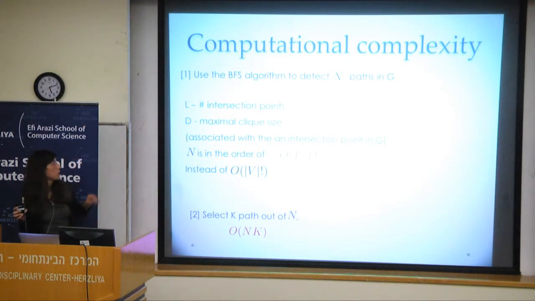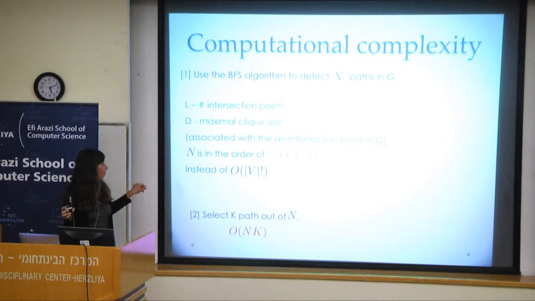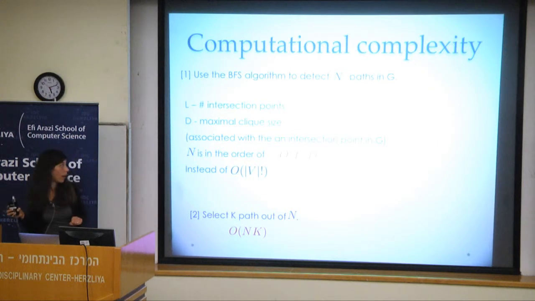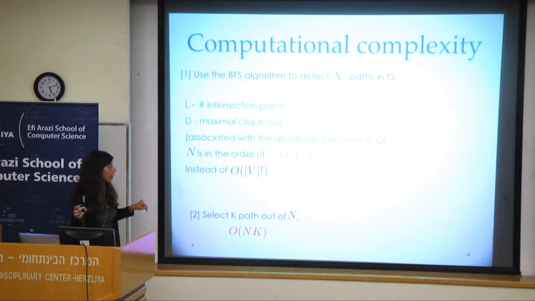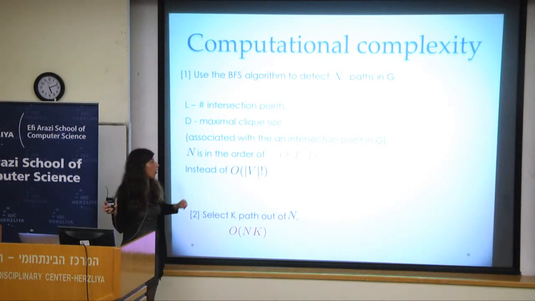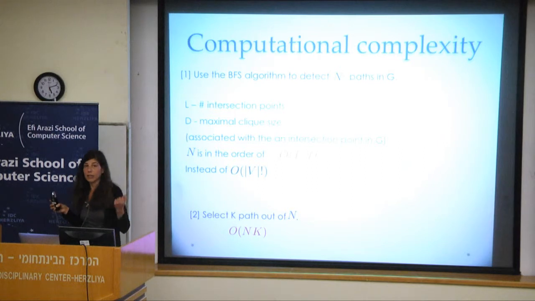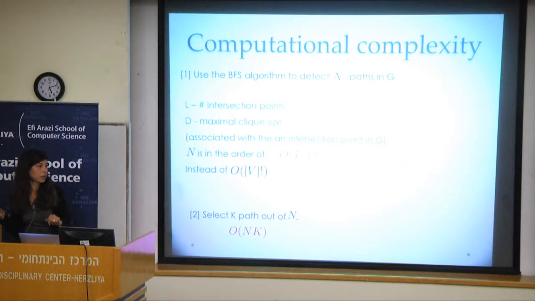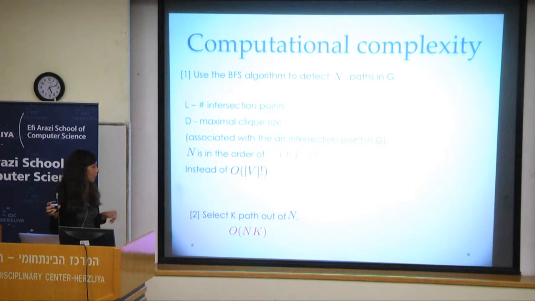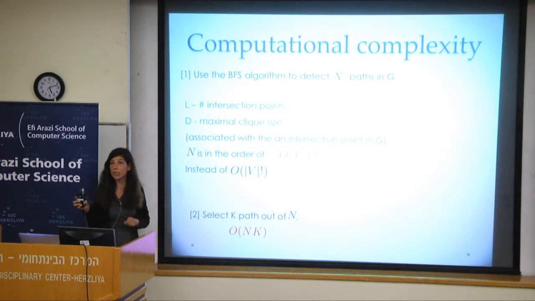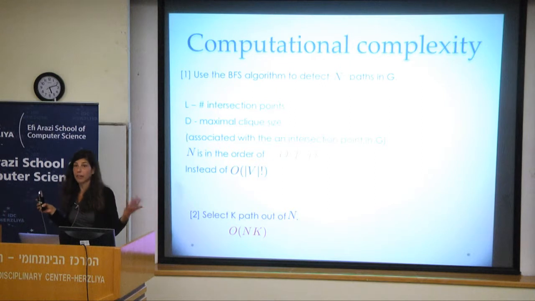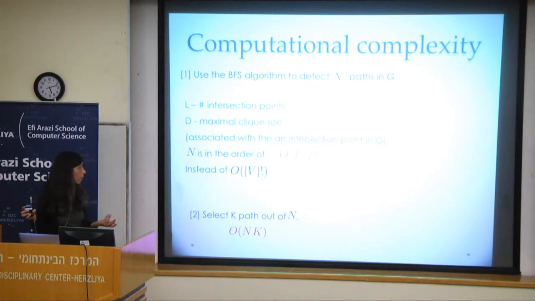There are some issues relating to computation and complexity. The number of paths in a graph is not in the order of factorial of the cardinality of the graph, but much lower, and we proved in a paper that it's in the order of L squared D, where L is the number of cliques and D is the maximum clique size. And the selection of k paths out of n is no longer an n over k combinatorial problem, but it's in the order of n multiplied by k.